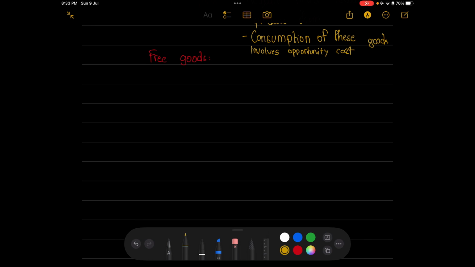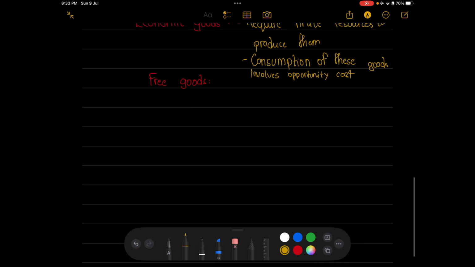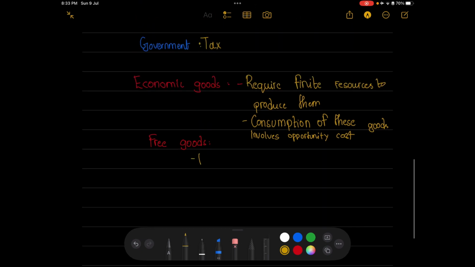In economics, free goods are any types of good which did not require resources in their production. Hence, if they don't require resources, there is no alternative use of that good, and hence they do not involve an opportunity cost. So basically the opposite of economic goods: no resources required, as well as no opportunity cost.